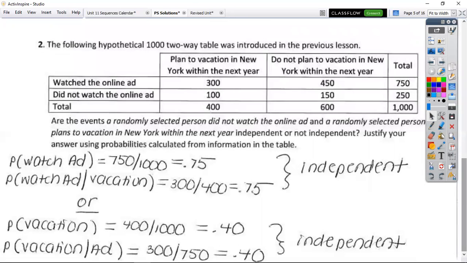So again, you don't have to have both, or you might even have a third one that I didn't fit up there. But I need to see the math that goes behind those. So we need to see the two fractions set up.